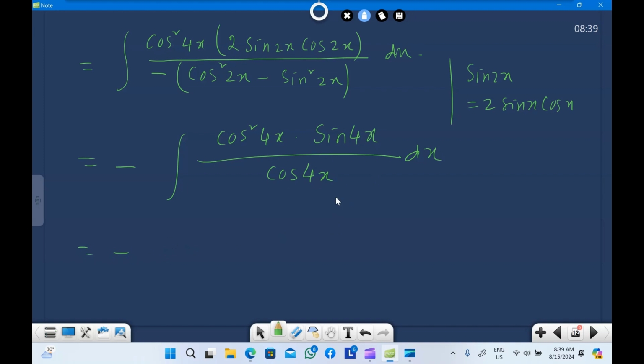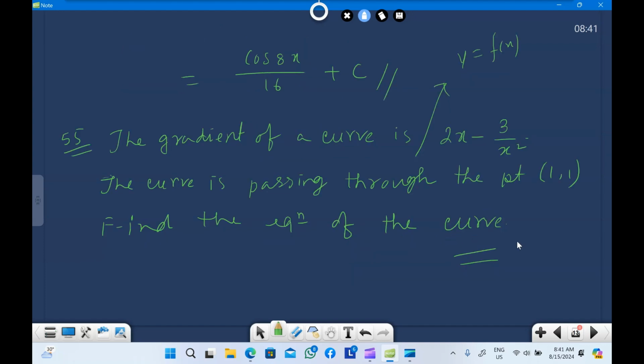So minus, this cos 4x is cancelled, so your numerator is now sin 4x into cos 4x. This term is now remaining because this and this whole square is cancelled out. So after this, you see, if I take half here and 2 here, then is it not equal to minus half is already there? Then this term is again sine of.